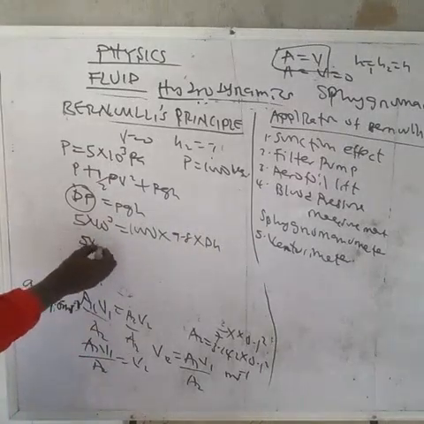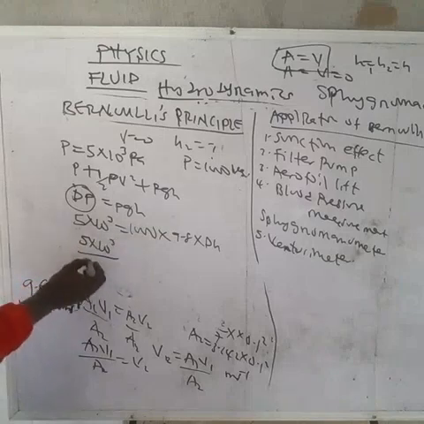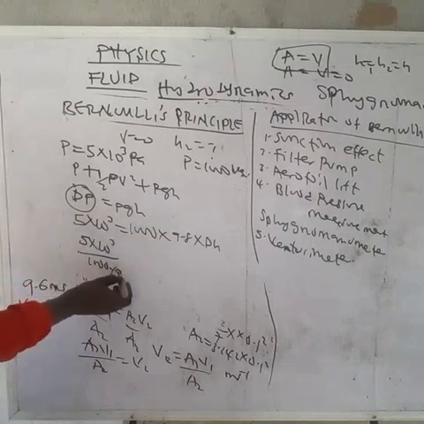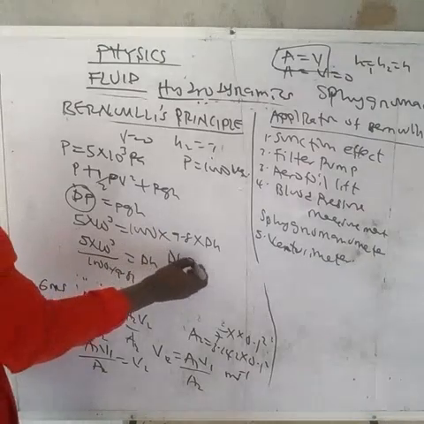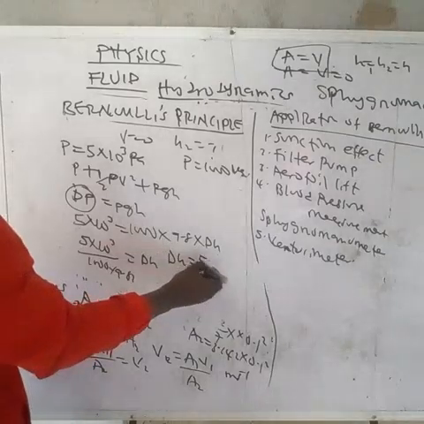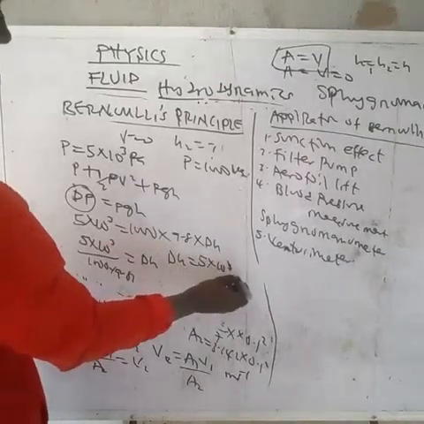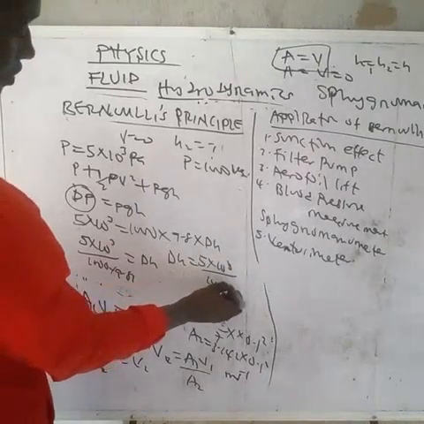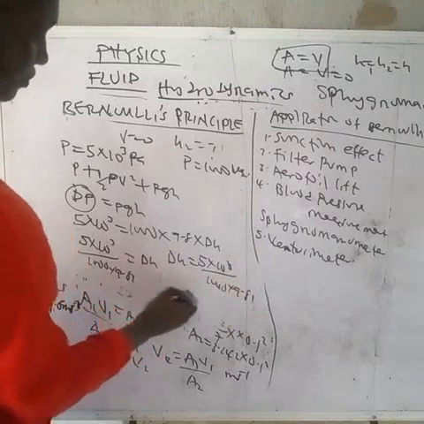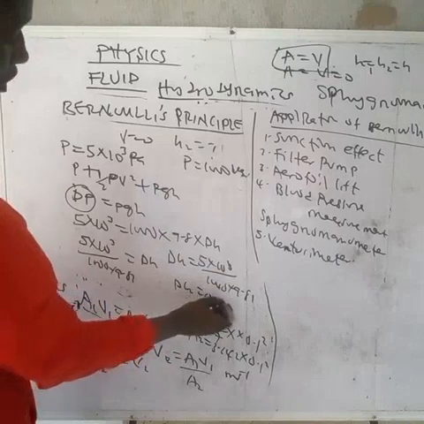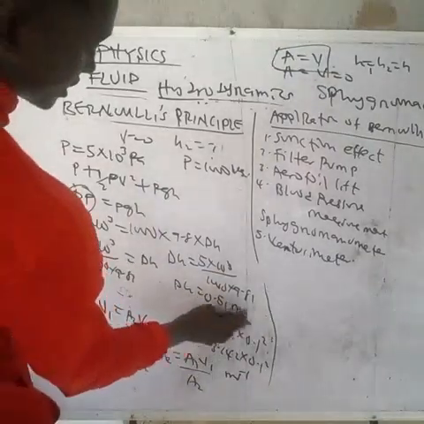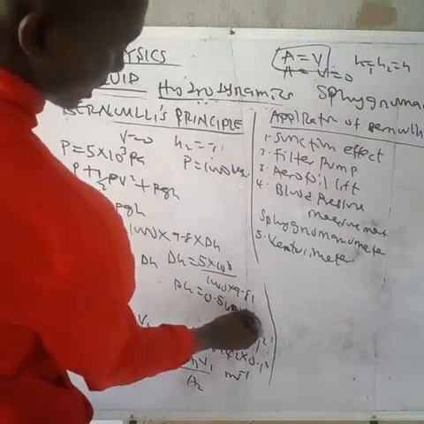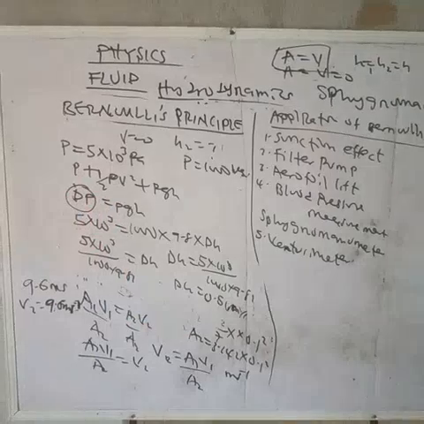So you have 5 times 10 exponential 3 over 1000 multiplied by 9.81 is equal to the change in height. So the change in height of the object is 5 times 10 exponential 3 over 1000 multiplied by 9.81. Your height at the end of the day should give you 0.51 meter. That is the total height of the material. So that is that.